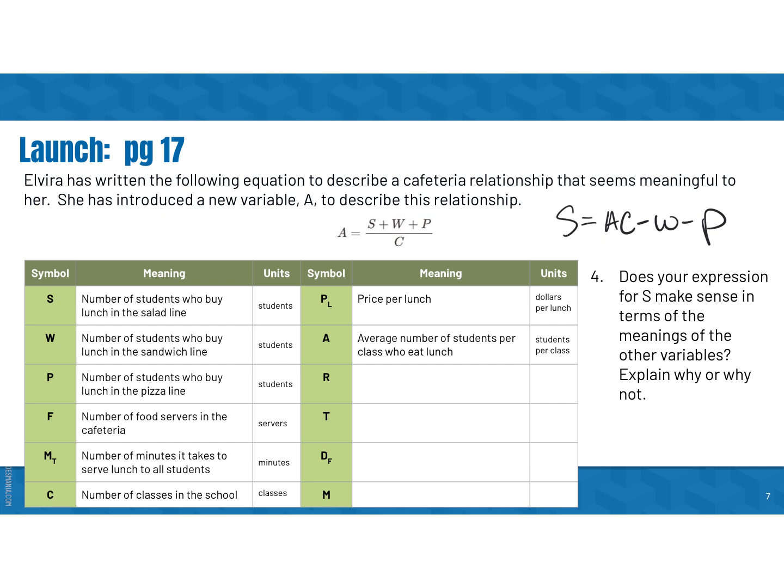All right, number 4 says, does your expression for S make sense in terms of the meaning of the other variables? Explain why or why not. So kind of think about that. Jot down some notes, and then go ahead and come back to me.